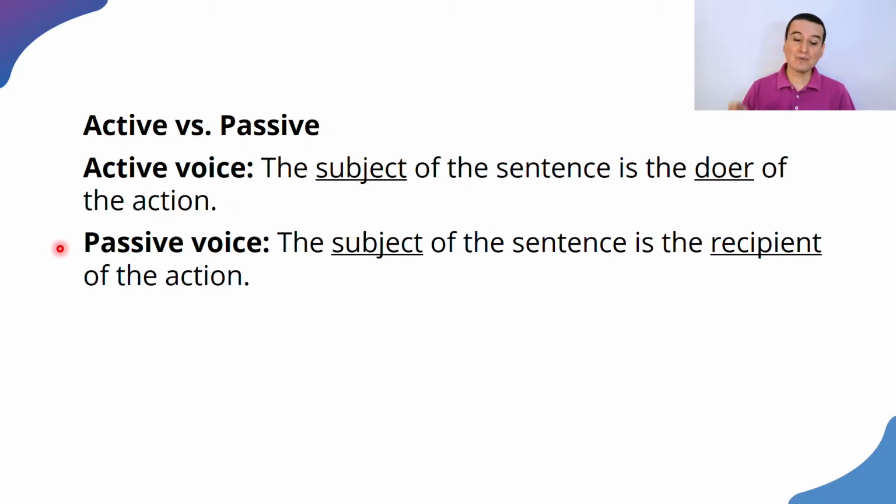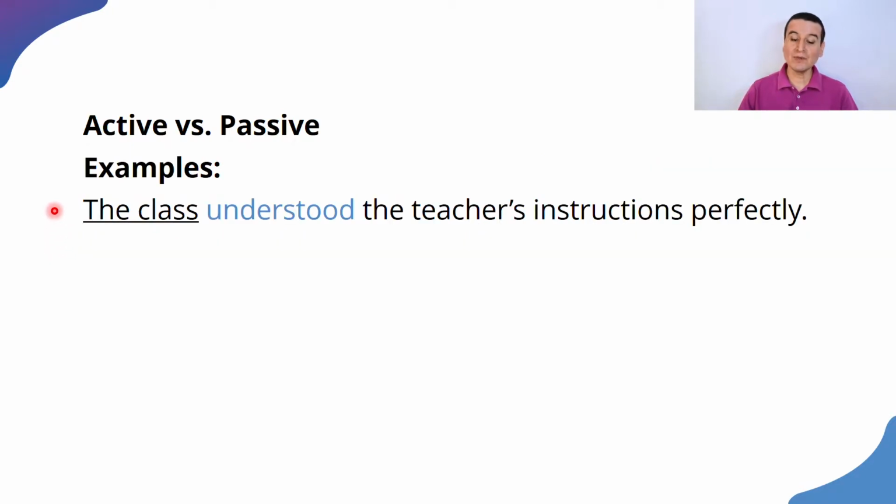Let me illustrate this with some examples. We have here: the class understood the teacher's instructions perfectly. What is the subject? The class. Is the class the one that is performing the action of understanding? Yes. If the class is the subject and is the doer of the action, then that is a sentence written in the active voice.